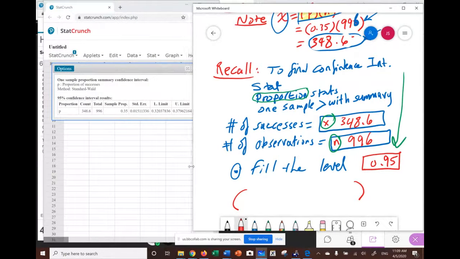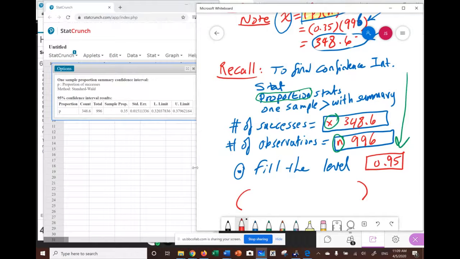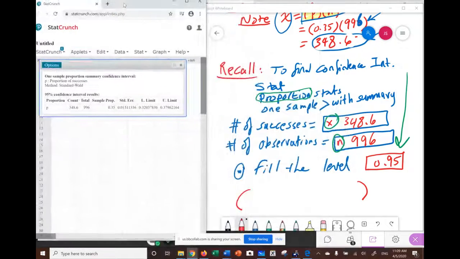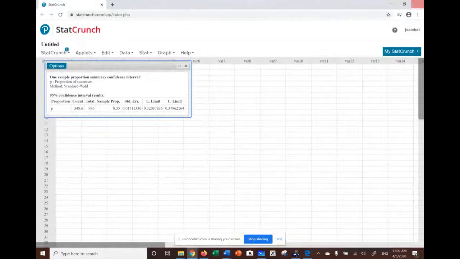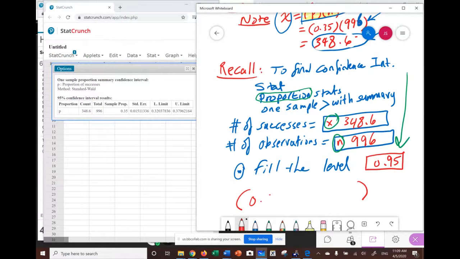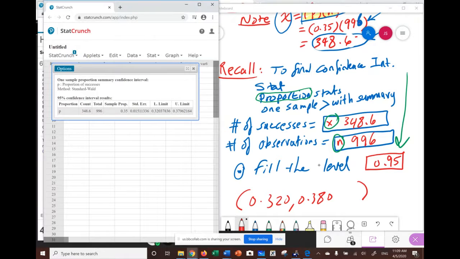Notice in the problem they want the answer to 3 decimal places, so I'm going to use only 3 decimal places. The left limit is going to be 0.320, and the right limit is 0.3779 something, so we're going to put 0.380. They give us the answer to 3 places, so let me round only those numbers to 3 places.